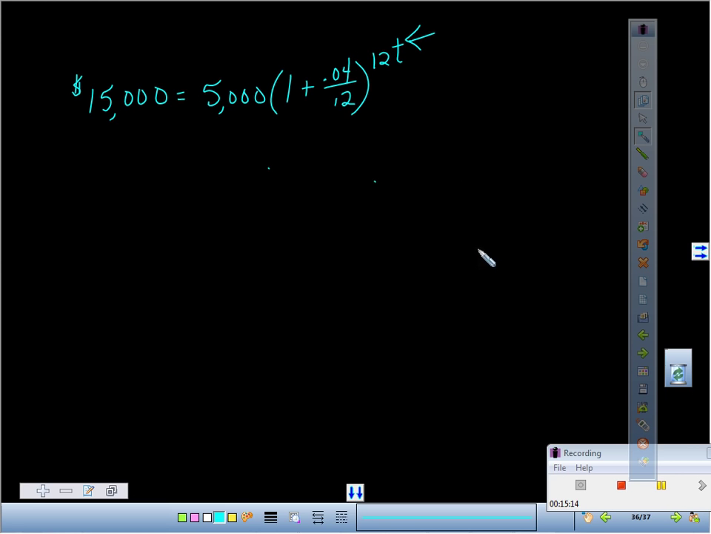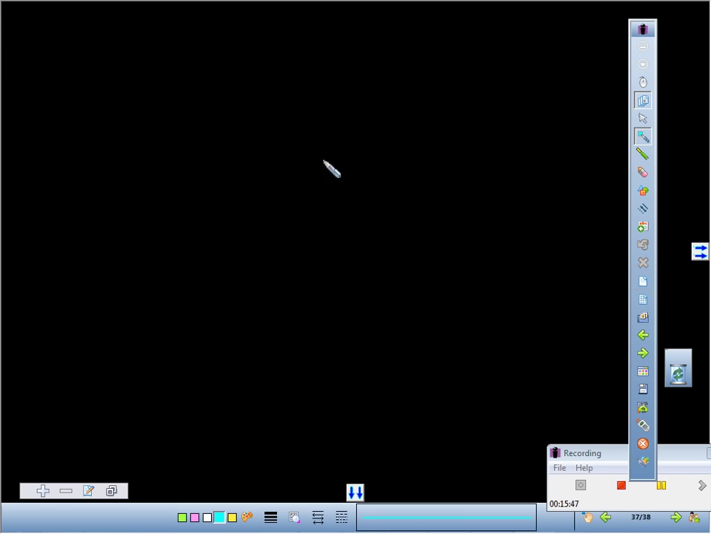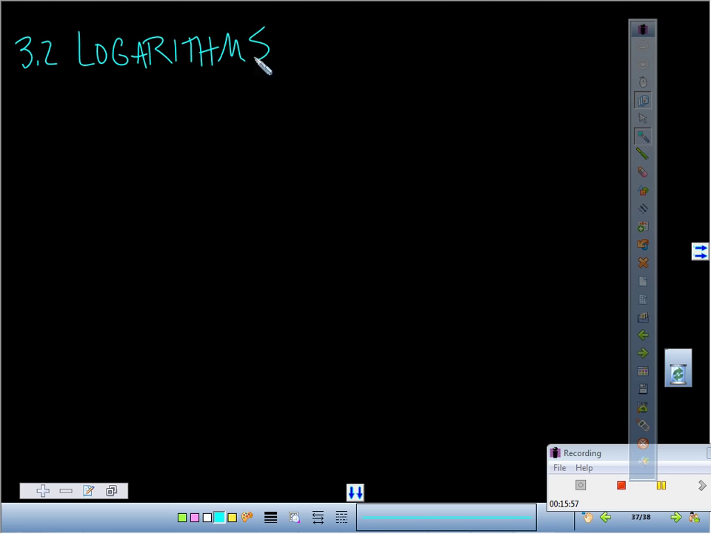Why do we have logarithms? To find exponents. Logarithms and exponentials are inverses of each other. Okay? So we use one to find the other one. All right, so first of all, let's just talk a little bit about logarithms. This is 3.2. You don't know how to do it, but that's what we're working towards.